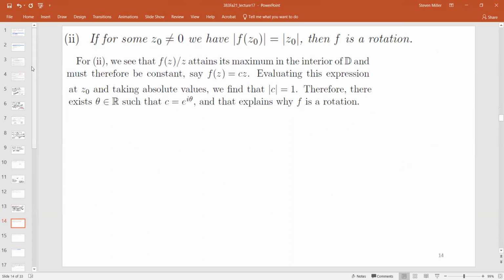All right, for the second one, if for some z naught we have that the absolute value equals z naught, then f is a rotation. And so here's what the book wrote. For 2, we see that f of z over z attains its maximum in the interior of D, because we know that f is at most 1. We've looked at this function g of z, and it must therefore be constant. So this was the part I wanted to talk about.